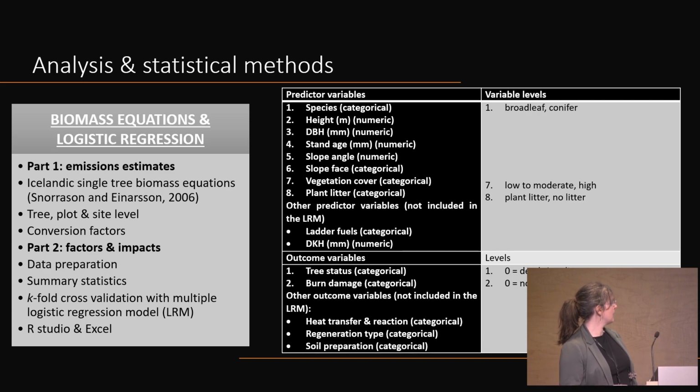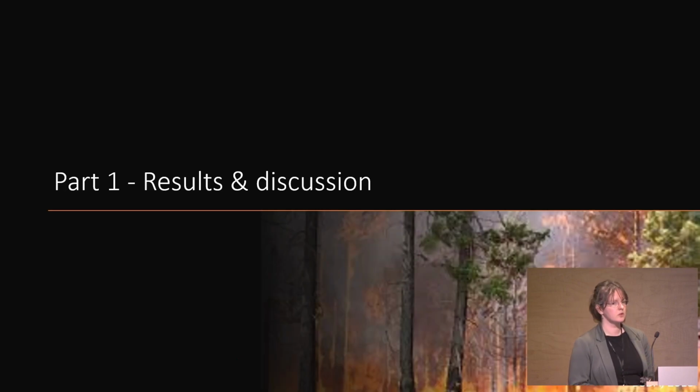For the factors in the impacts analysis, I firstly had to prepare the data and did some summary statistics to understand the trends and also to reduce the number of variables that I was going to put into my statistical test. And as you can see on the right, it's quite a lot of data, quite a lot of information, but there's 8 main predictive variables that were tested in the 2 logistic regression models that were for tree burn damage and tree mortality. Let's go to the results.